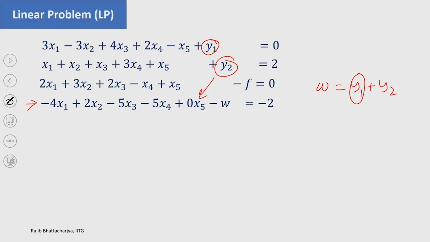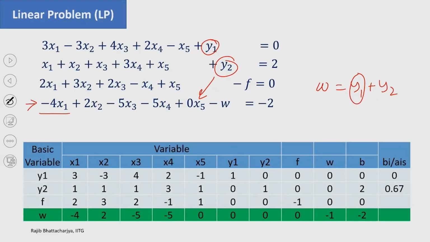So, if I do that, I will be getting this w equal to y 1 plus y 2, which is equal to minus 4 x 1 plus twice x 2 minus 5 x 3 minus 5 x 4 plus 0 x 5 minus w equal to minus 2. So, if I put it on the simplex table, I am getting this particular table here. y 1 and y 2 are basic variables, and x 1, x 2, x 3, x 4 and x 5 are non basic variables.